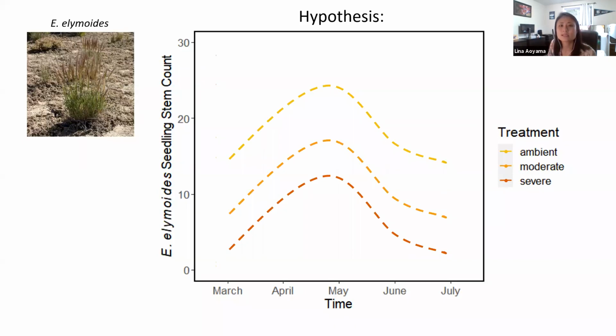I expect to see this hump-shaped curve where the seedling stem counts increase each month in the spring as it gets warmer and decreases as it dries out in the summer. And some seedlings die in the summer. And I expect to see highest stem counts in the ambient plots and lowest in the severe plots.